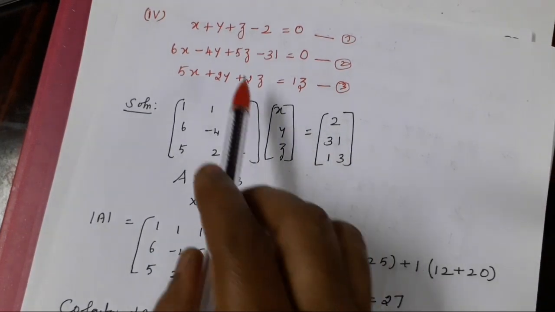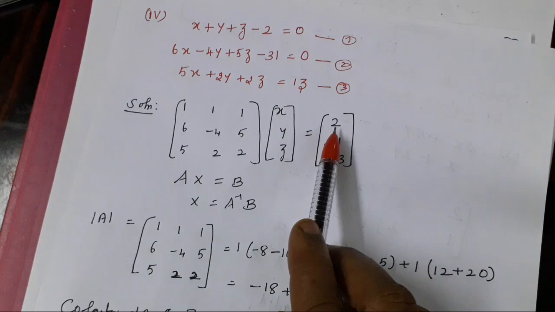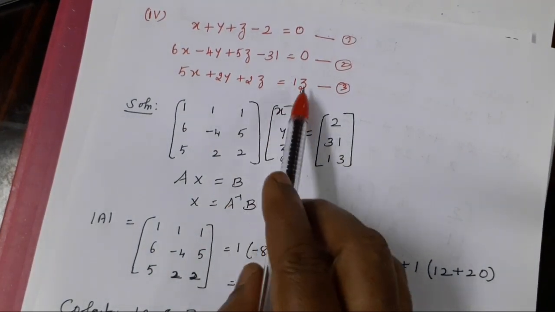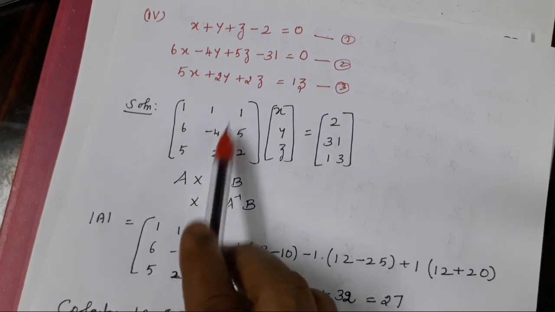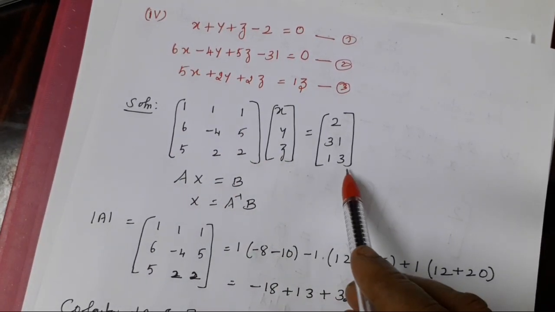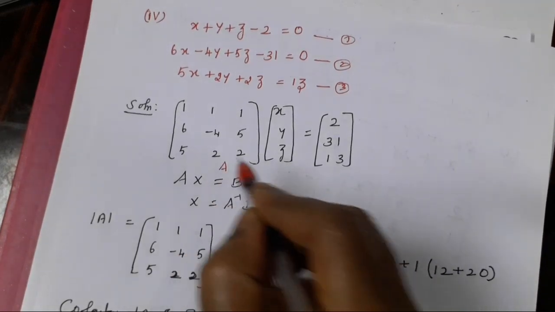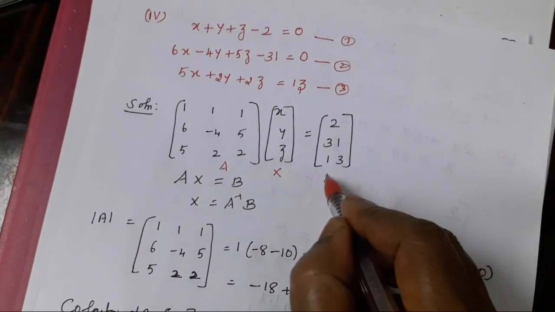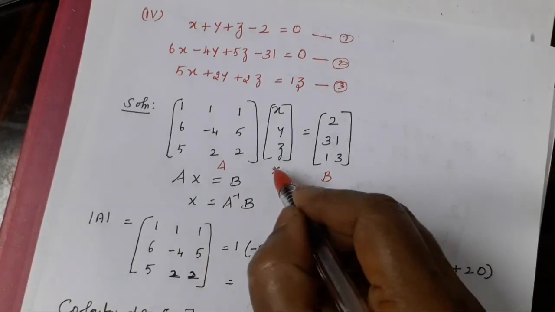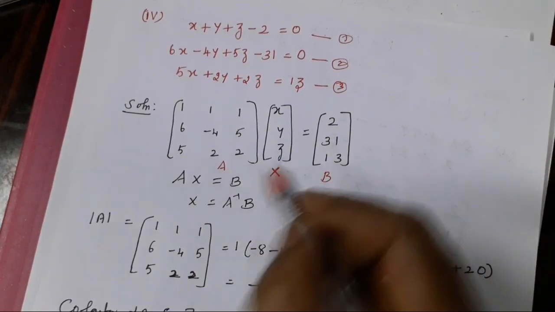Now equal to the constant terms. The minus 2 goes to the right hand side to become plus 2. Minus 31 goes to the right hand side to become plus 31. Already having 13. Therefore, this first matrix is A. The second matrix is taken as X. The third one is B. This is taken as A, this is taken as X, and this matrix is taken as B. So AX, this is rewritten as capital X.